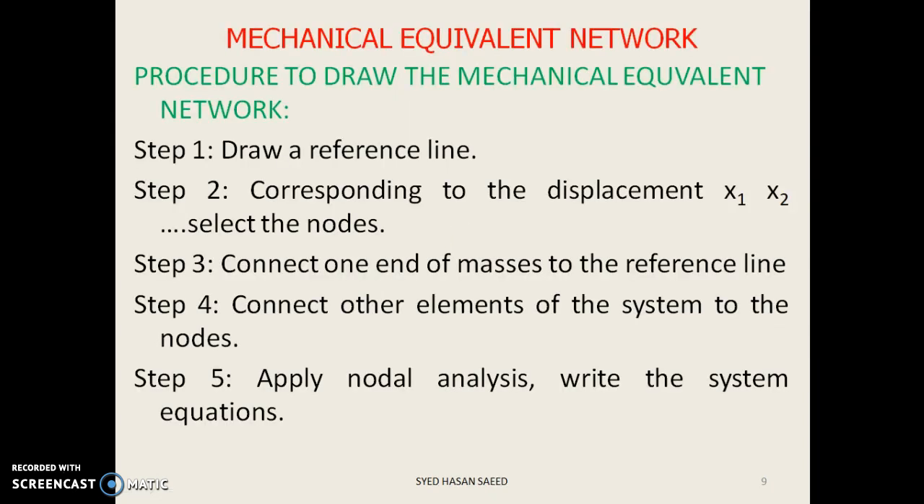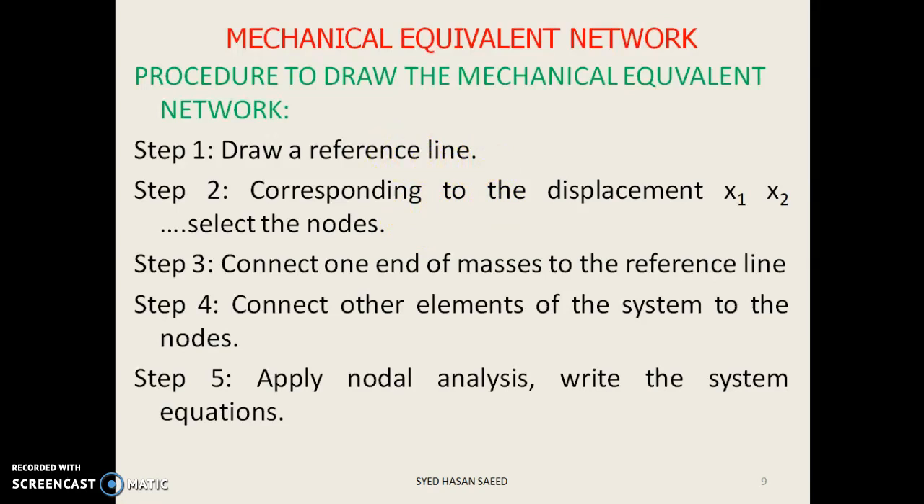What is the procedure? How can we draw the mechanical equivalent network? First we draw the reference line. Second step is to select the nodes according to the displacements. If there are two displacements, then we select two nodes. If there are three displacements, then we select three nodes.